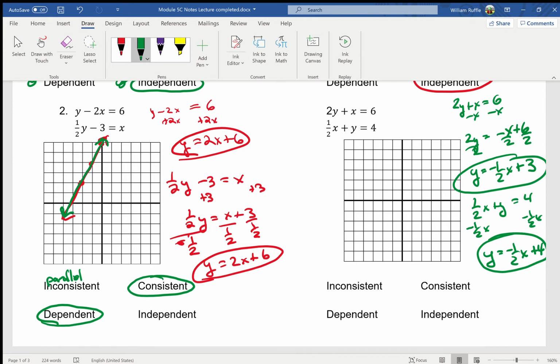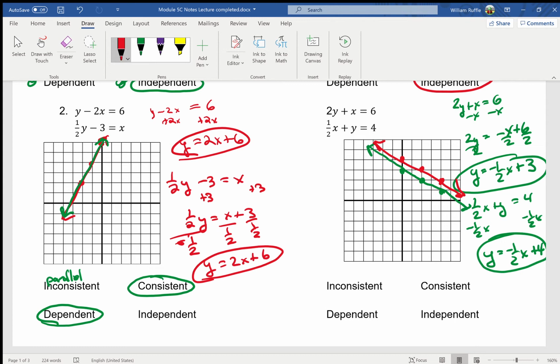So if I graph the first one, 1, 2, 3, plot my point. My slope is negative 1 over 2, so I go down 1 over 2, down 1 over 2. Draw my line. Gonna do my other one in the other color. Negative 1 half x plus 4, so I go 1, 2, 3, 4, plot there. Down 1 over 2, down 1 over 2. Then I'm going to have another line. I know my lines aren't perfect here, but there are two parallel lines.